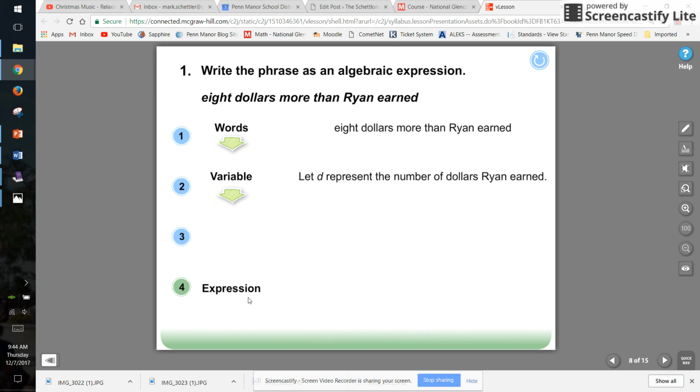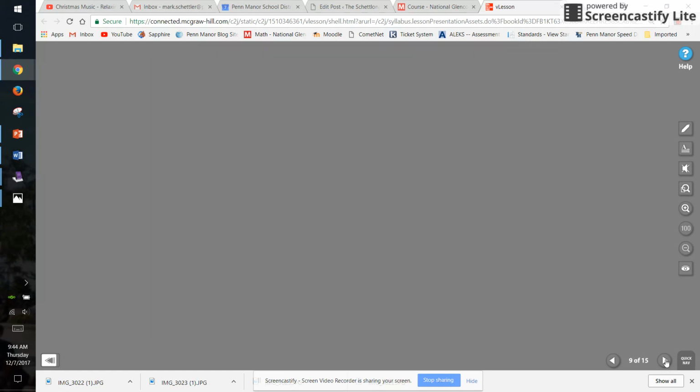I'm going to skip right down to the bottom here. So we can write an expression D, which is our variable, which represents the number of dollars that Ryan earned, plus 8, because the 8 more is what we're looking to find. Let's look at another expression.